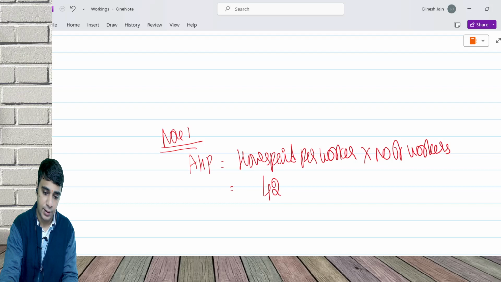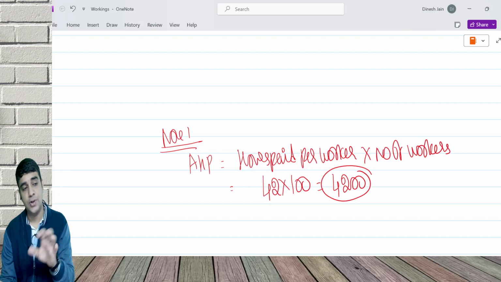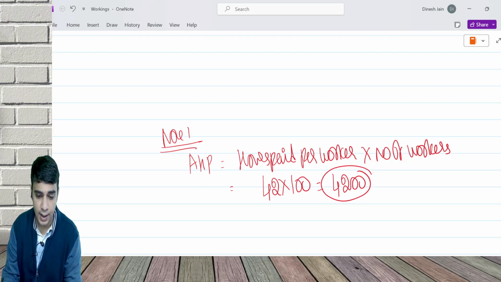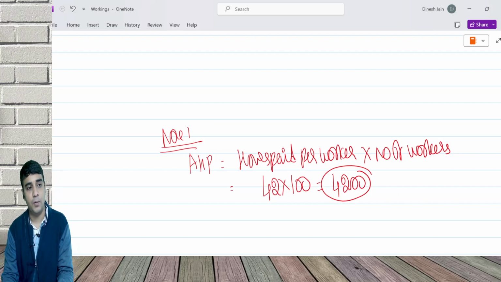42 into 100. Where the change is going to be, you'll understand. First, let's write this. 42 into 100. Actual hours paid per worker into number of workers. 42 into 100. 4200.